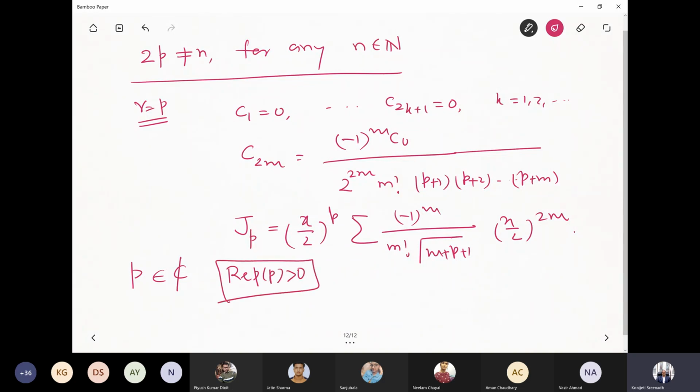So you can define these gamma functions. And you may ask the question: gamma of m plus p plus 1, what should I do for J minus p? So J minus p also becomes, you can write the same thing. It becomes like this: factorial m into gamma of m minus p plus 1.